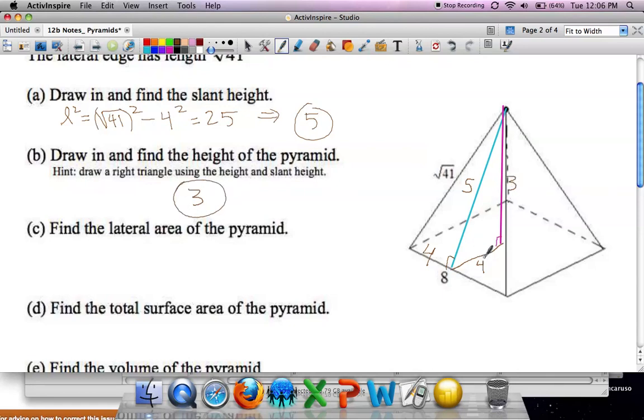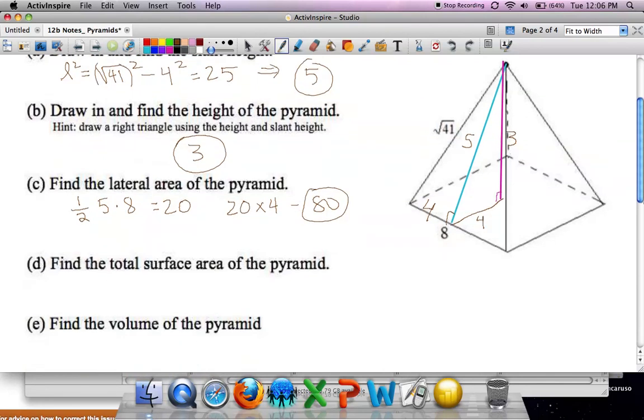Find the lateral area of the pyramid. Well, to find the lateral area, we'd have to find the area of each of these triangles. So the area of this one that we can see here: the height is 5 and the base is 8. So it's 1/2 base times height. So that would give us 4 times 5 is 20. But we have 4 of them. So the entire lateral area would be 20 times 4, which is 80.